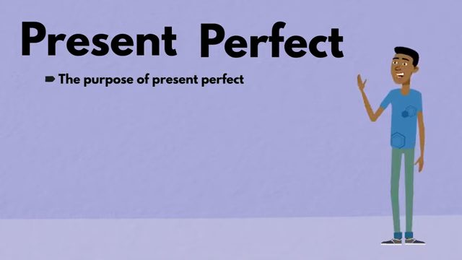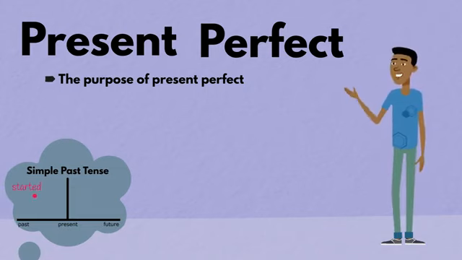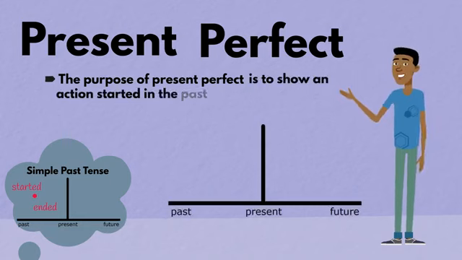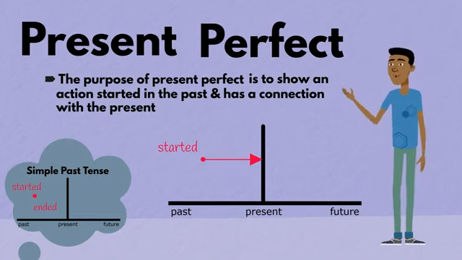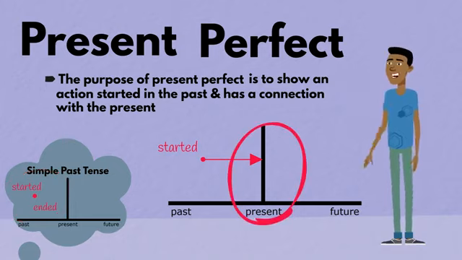To do this, it's important that we first revisit simple past tense. Simple past shows an action started in the past and finished in the past. Present perfect, however, is used to show an action started in the past but has a connection with, or a consequence in, the present. Whereas the focus of simple past is on the fact that an action happened and has been completed, the focus of present perfect is on the present.